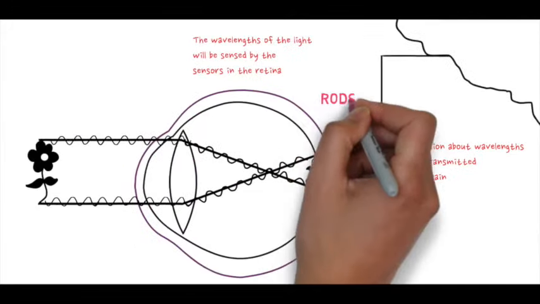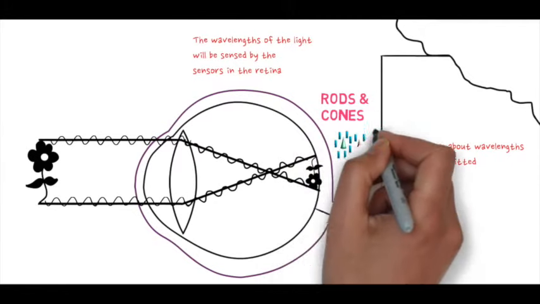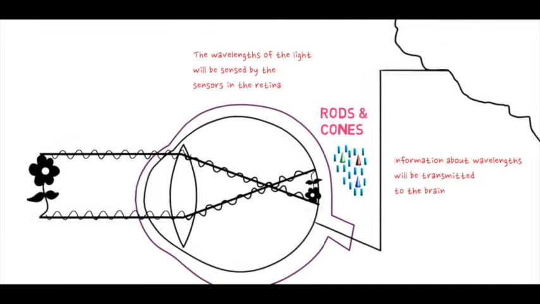The sensors of the retina which sense the wavelength are called the rods and the cones. Rods and cones are the two different types of photoreceptor cells in the retina. Rods are sensitive to dim light and show us images in black, white and grey, while cones are sensitive to bright light and show the different colors. Because cones do not work in dim light, that is why at night we generally see more of black.